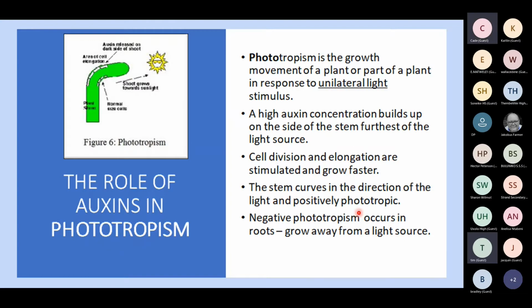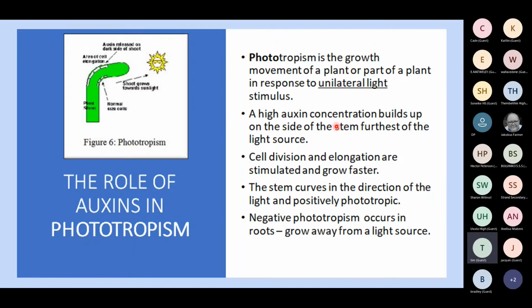The role of auxins in phototropism, grade 12s. Phototropism. Now, what I want to look at in the slide is mostly the picture here and the fact this is about unilateral light stimulus. Phototropism is the growth movement of plants or part of the plant because of unilateral light, meaning light is coming only from one side.